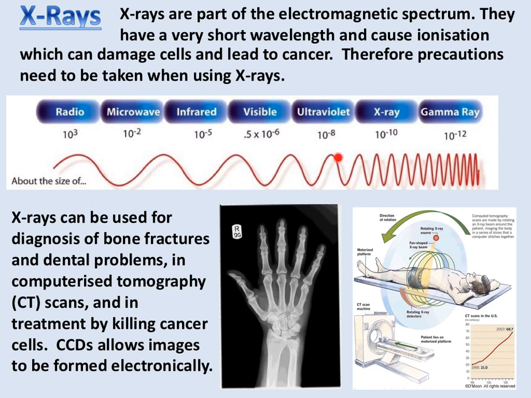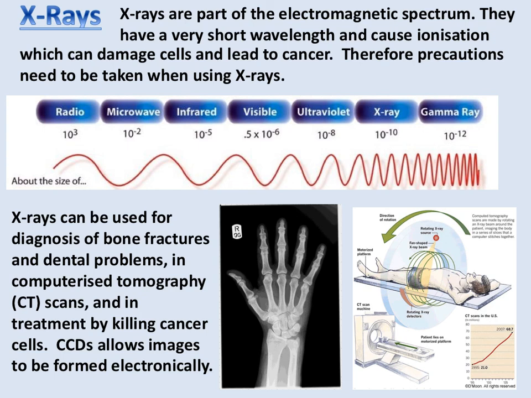You can see that X-rays are here, so they have a very short wavelength and they cause ionization, which you must remember can damage cells and lead to cancer. Therefore, precautions must be taken when we use X-rays, so things like having the person taking the X-ray photo out of the room, putting lead lining over the patient so only certain areas of the patient are exposed to the X-rays, and making sure that people aren't having too many X-rays in a given time frame.